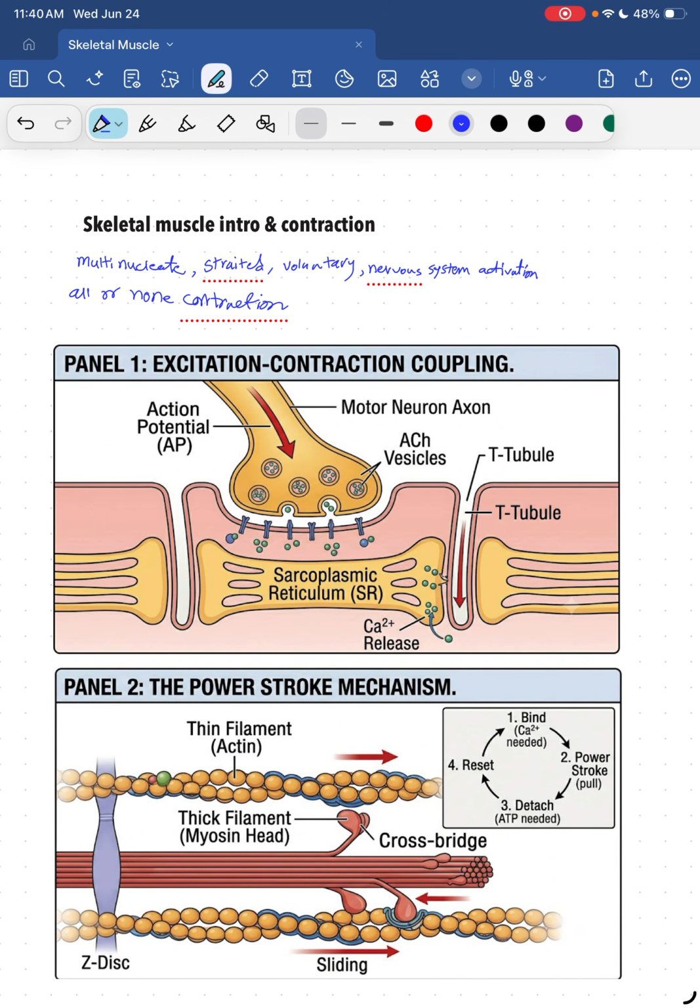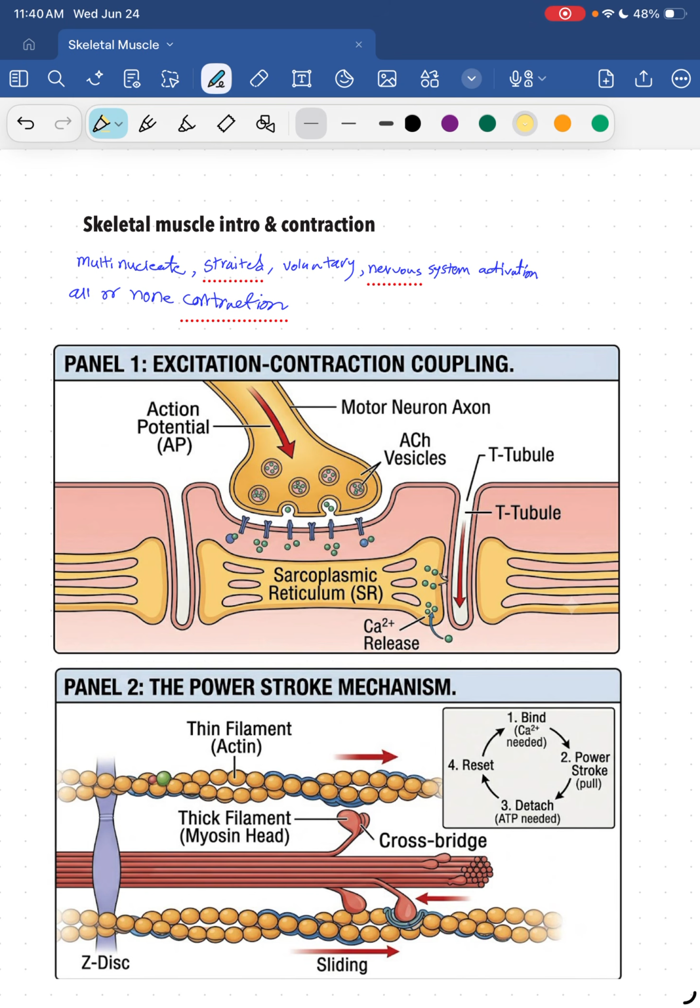Those are some characteristics of a smooth muscle, which has graded contraction, which, like I said, we'll talk about in another video. But these are its 5 characteristics that I want you to know about. It is multinucleate, it is striated muscle, voluntary, it only works by nervous system activation, and it has an all or none contraction. So let's talk about how it actually contracts.